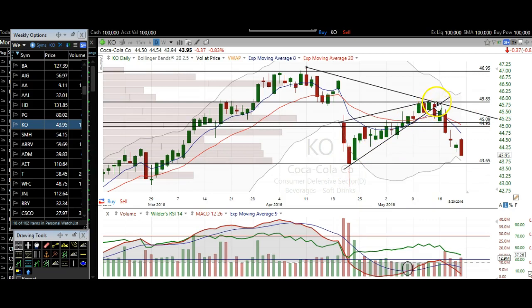Next, I want to cover KO, Coke, and we've got this downtrend line right here, and we had this rising wedge breakdown set up right here, and that was the short signal right there on that candle. We're coming down to that target 43.60 level right there, which is going to be support. So 43.60 is support, and then we've got resistance from this downtrend line right here at about 45 to 45.25.